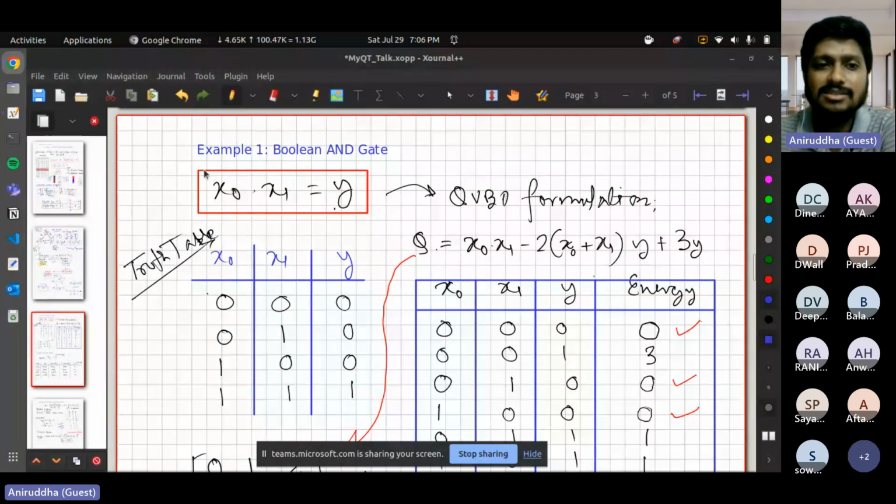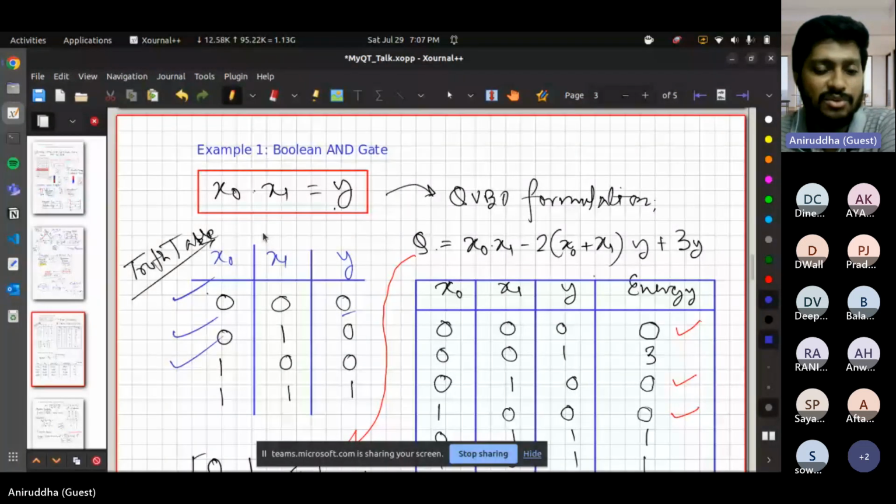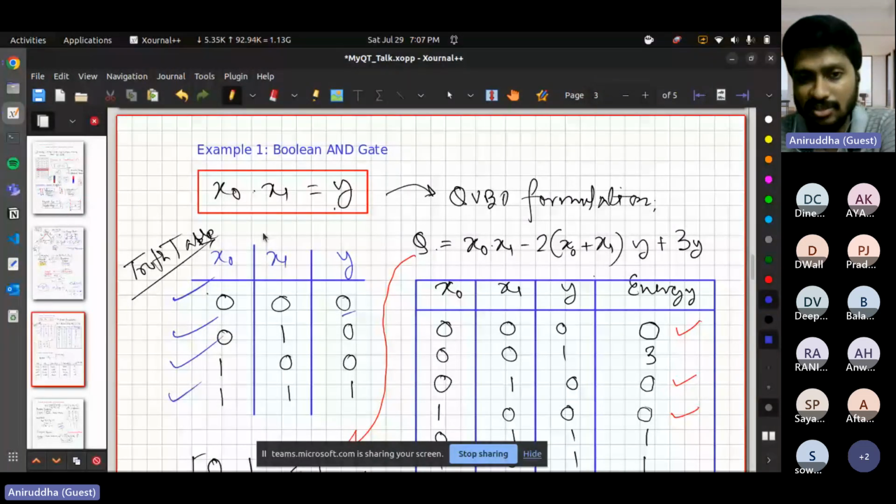So you can see that this is a Boolean AND gate expression, and this is the truth table of it. The truth table says that 0, 0 gives 0. Basically, the AND gate is a multiplication gate. So 0, 0, if you multiply, you get 0. Again, if you put 0, 1, you get 0. For 1, 0, you get 0. And for 1, 1, you get 1 only. So these are the 4 possible states and their corresponding outcomes, right?